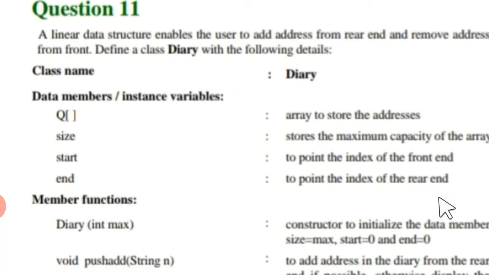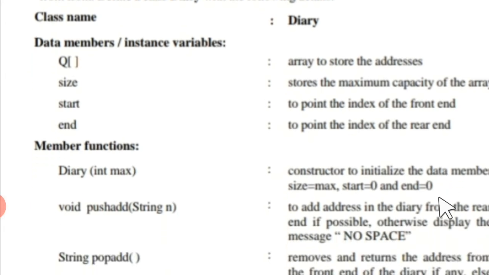Alright, so this time we're going to store string data. That's quite different this time. Now we have got a member function. This is diary, the same name as the class, so definitely it's a constructor, and a parameter is there. So it's a parameterized constructor, as mentioned here. The parameter is int max. So the constructor initializes the data members.